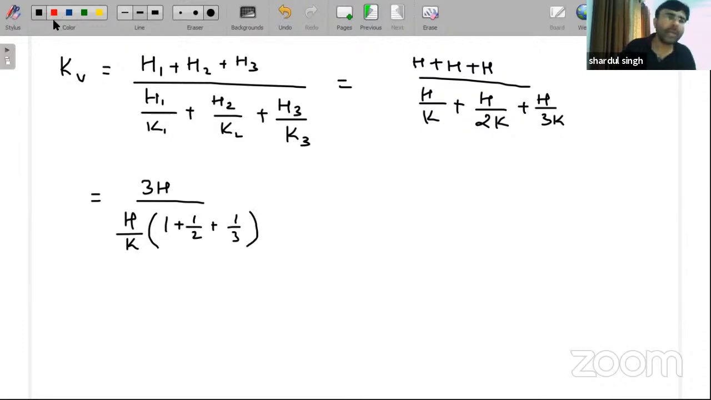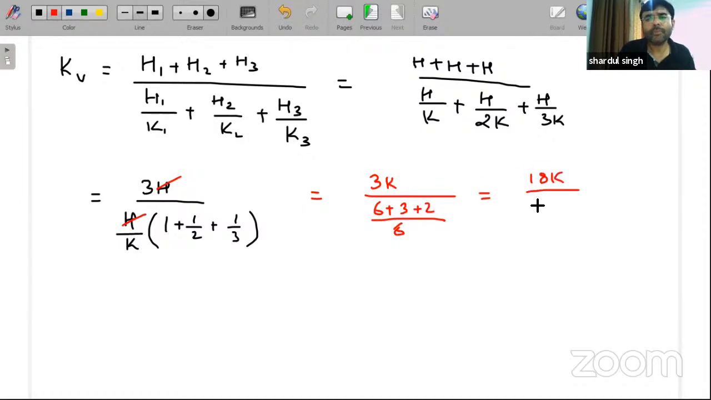You can cancel out H and H from numerator and denominator. This K will go in the numerator, so it will become 3K upon, you can take out the LCM over here, you will be getting the LCM as 6, so it will become 6 plus 3 plus 2, that is 11, so it becomes 18K upon 11. This is the value of kV.